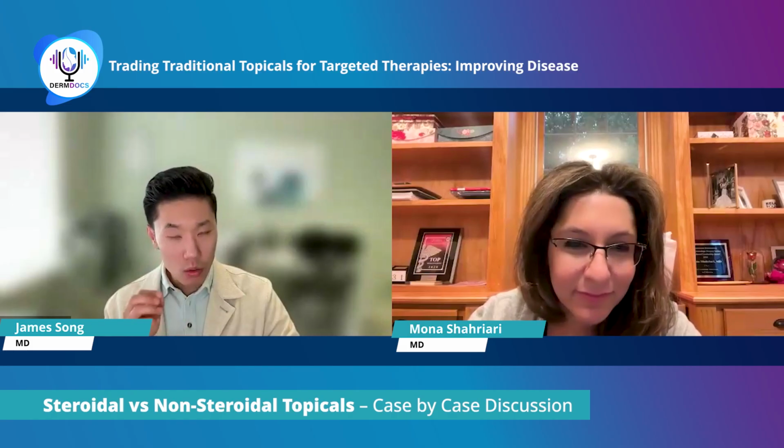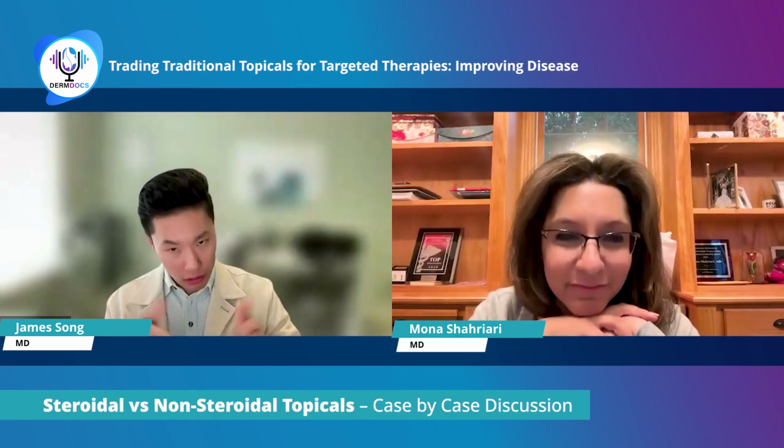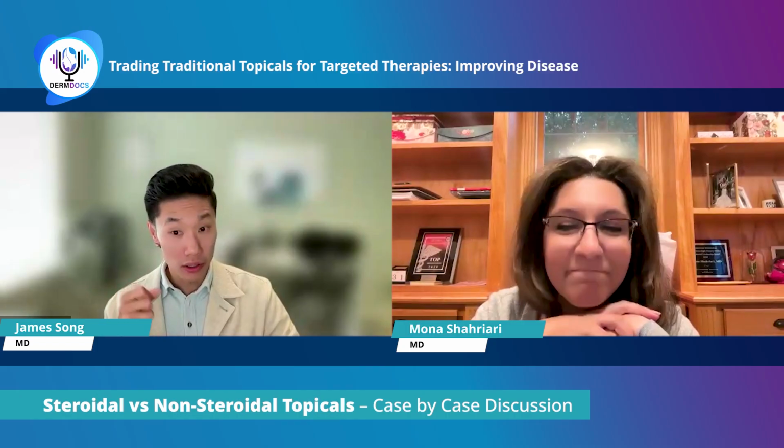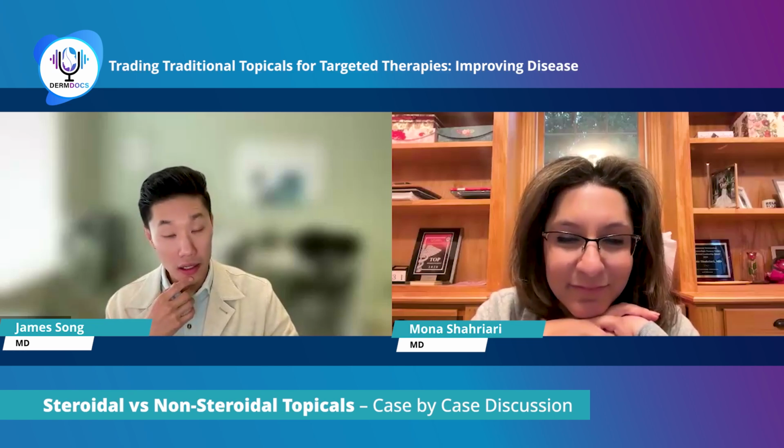Yeah, 100%. And I think the steroids do work faster than some of our non-steroidals. I think ruxolitinib might be the exception to that. But if a patient is willing to stick it through, whether that's 4 weeks or 8 weeks, I really think the efficacy of these novel non-steroidal topicals is going to rival what we see with our actual steroids, right? It's just you've got to give it enough time. And I think that's where setting expectations up front is really important to set them up for success.